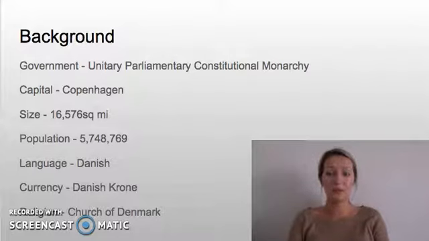The capital of Denmark is Copenhagen. Denmark itself has a total area of 16,573 square miles and a population of 5.75 million. The official language of the country is Danish, the official currency is the Danish krone, and the official religion is the Church of Denmark.